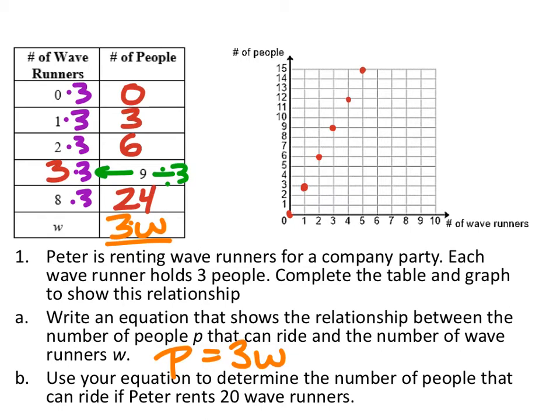Now use your equation to determine how many people can ride if Peter rents 20 wave runners. Well, we'll do this one in a different color here. The number of people is going to equal 3 times the number of wave runners, right? Well, they told us that the number of wave runners is 20 in this case. And 3 times 20 would mean that it's going to accommodate 60 people. I can't quite fit that in there, so PPL. 60 people you could have on wave runners if you rented 20 of the wave runners.